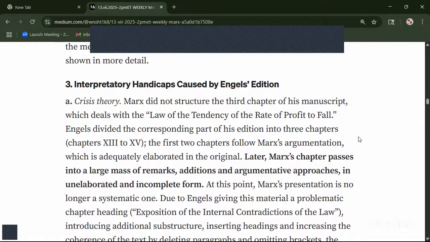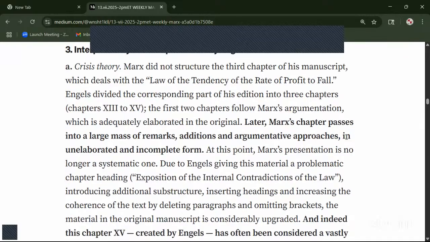A, crisis theory. Marx did not structure the third chapter of his manuscript, which deals with the law of the tendency of the rate of profit to fall. Engels divided the corresponding part of his edition into 3 chapters, that is, chapters 13 to 15. The first 2 chapters follow Marx's argumentation, which is adequately elaborated in the original. Later, Marx's chapter passes into a large mass of remarks, additions, and argumentative approaches in unelaborated and incomplete form. At this point, Marx's presentation is no longer a systematic one.